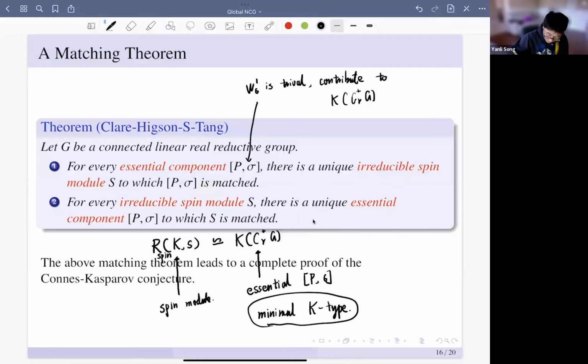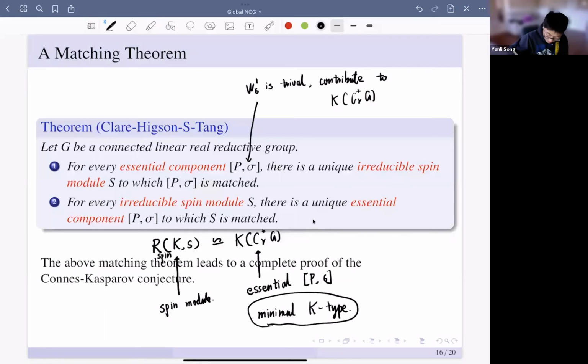If you restrict to K, it decomposes into infinitely many K representations. Then there is a minimal one, in the sense of Vogan, we call it a minimal K-type. It's just the K representation which appears in the decomposition of this G representation and which is minimal in a suitable sense. And this minimal K-type tells you some information about this representation. What we do is that for this minimal K-type, if it is regular in some sense, this leads to this group W prime being trivial. That's how we use the minimal K-type to relate the essential component and the K-types, and this will help us to establish this matching theorem.